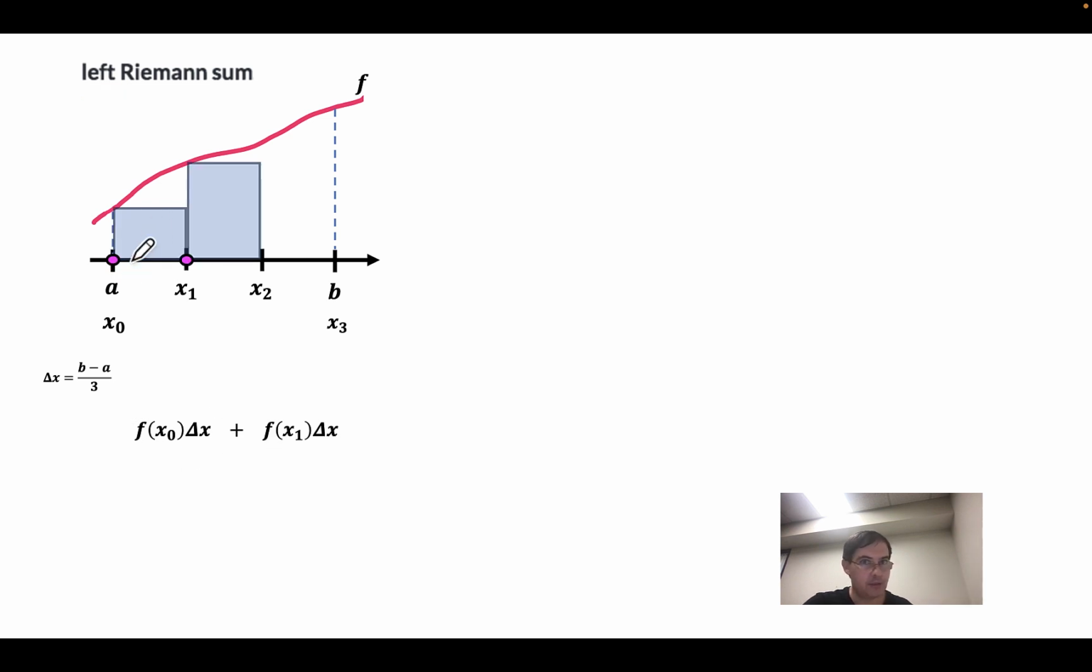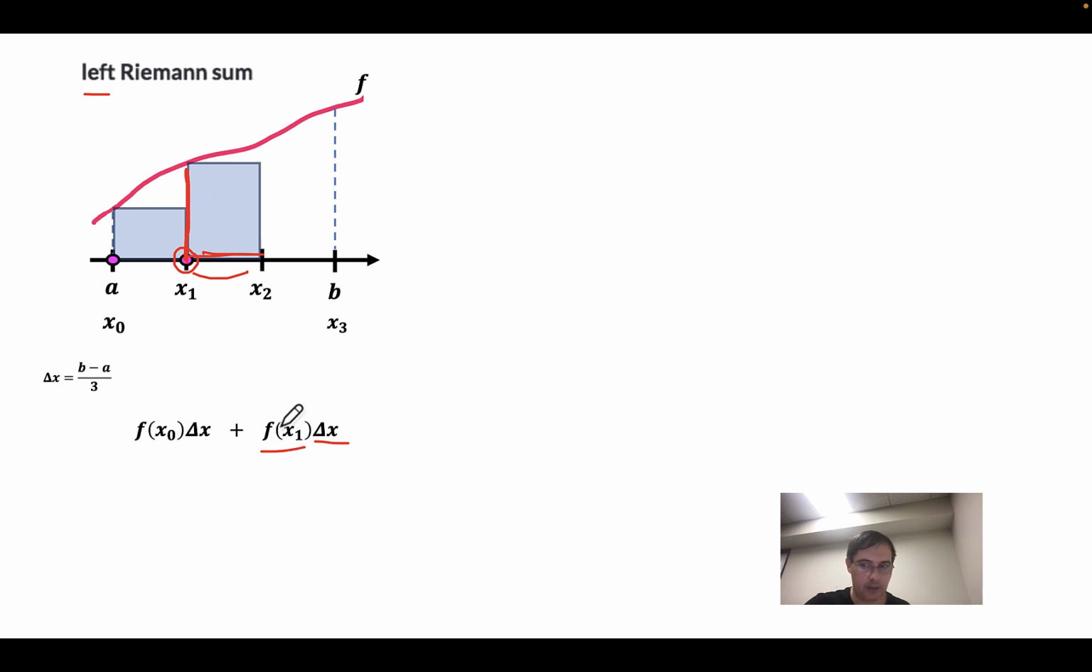Then we repeat this construction. Here we consider the second small subinterval that goes from x1 to x2, and because we do the left construction, we take the left endpoint, which is x1. Then we evaluate f at that point x1, and f of x1 is exactly the height of this small rectangle. When we multiply it by delta x, by the base, this quantity is the area of the second rectangle.